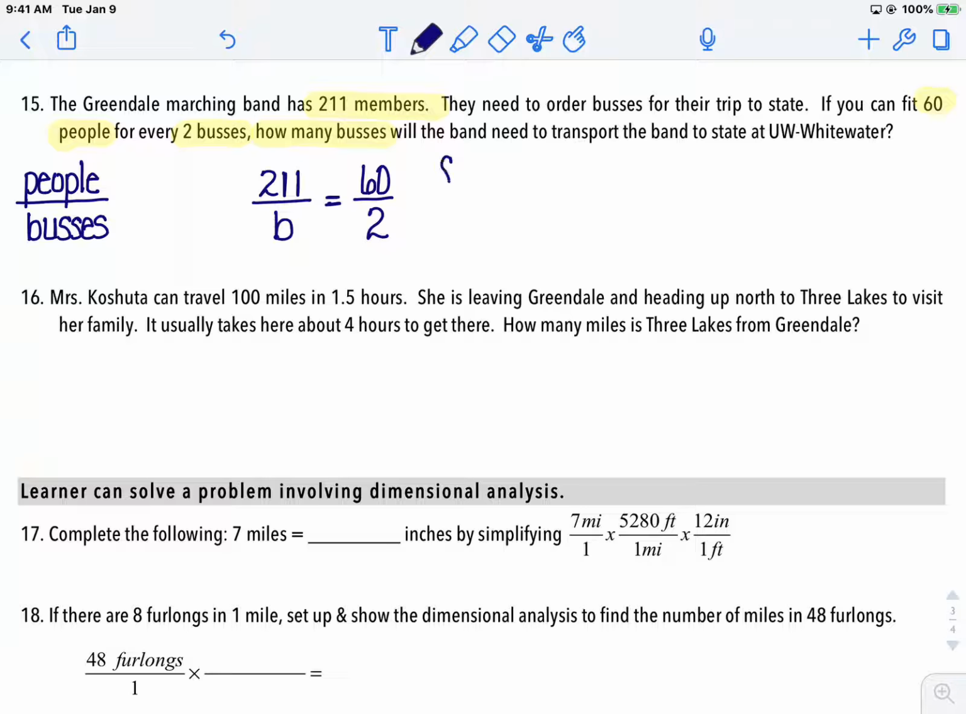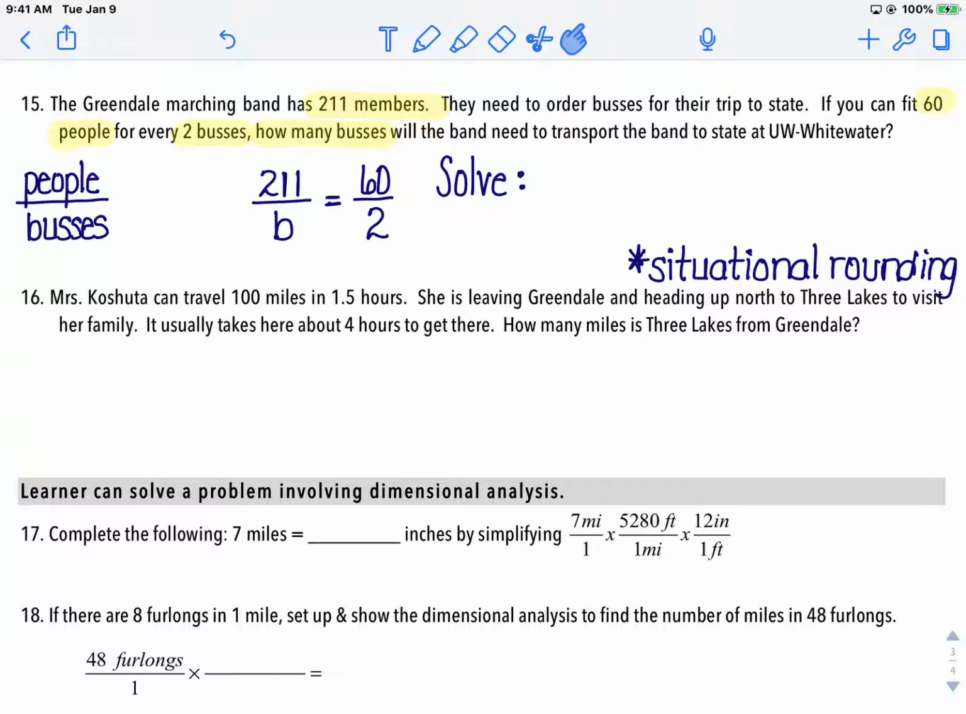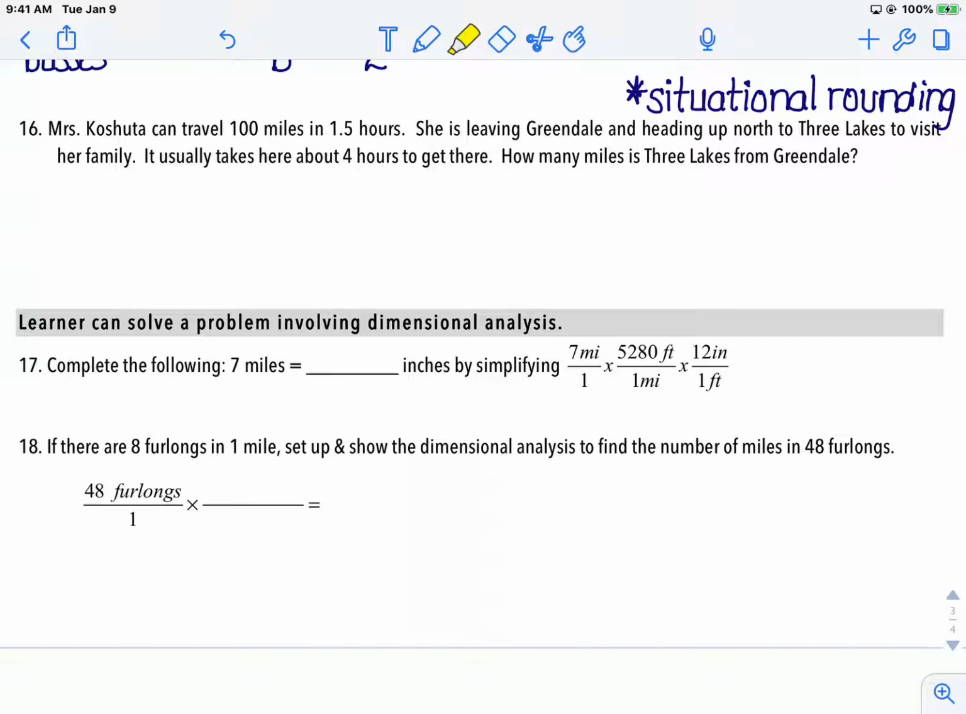Then I want to solve using good cross-product skills. And then I need to think about that situational rounding. How many total buses will the band actually need in order to get there? Because this does not come out a nice whole number. So you want to think about whether you should round down or up. And it's not about what's closest, it's about what makes sense for everybody to be able to get on the bus.